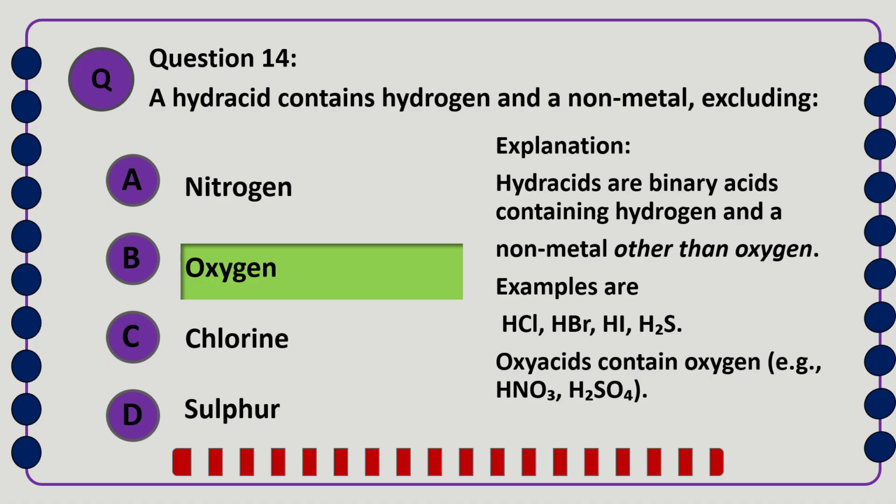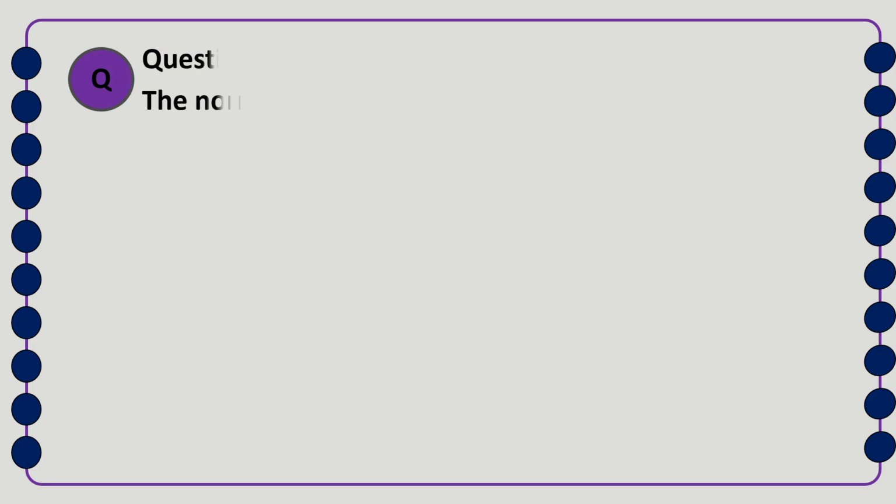This can come as different questions also. So HCl, HBr, HI and H2S. Oxyacids contain oxygen, for example HNO3, H2SO4 and so on. So do revise the concept once again if you don't know. Let's proceed with question number 15.